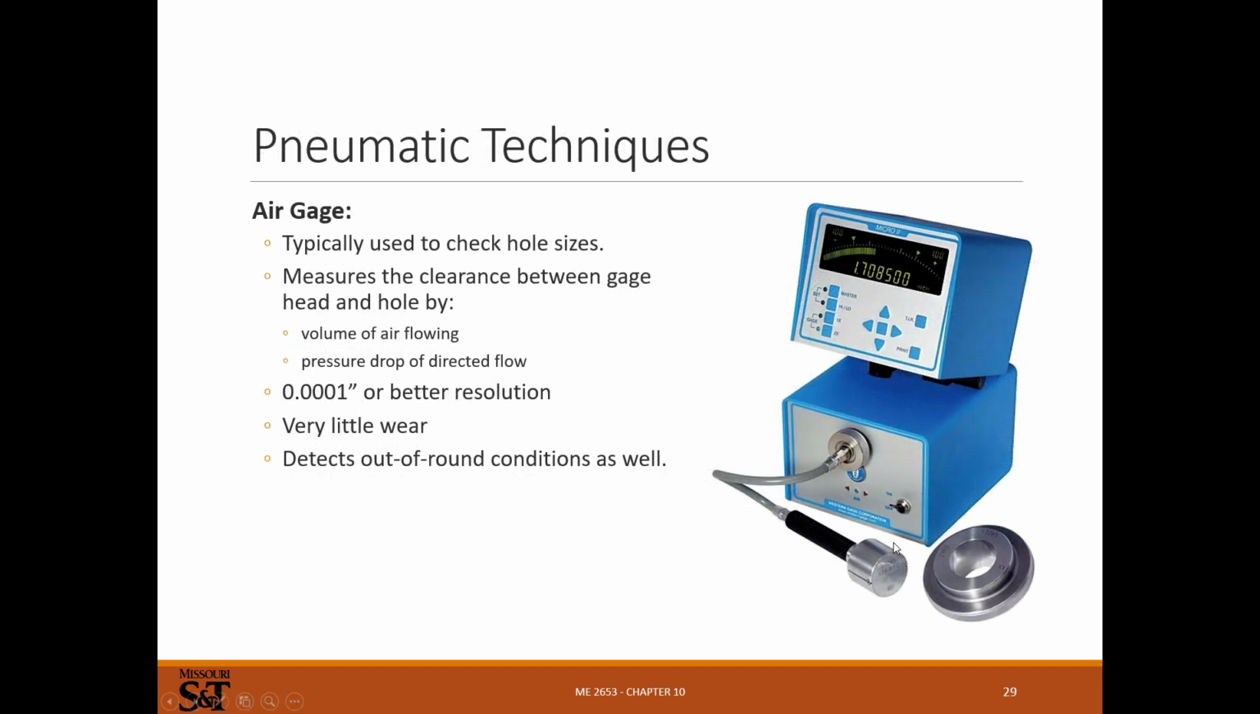Air gauge, this is for measuring bore size. In this case, you're injecting air into a bore and measuring the volume flowing and the pressure drop, so that you can measure down to maybe 1/10 of a thousandth of an inch, and also check out of roundness. If it's something out of round, you might have more air leaking.